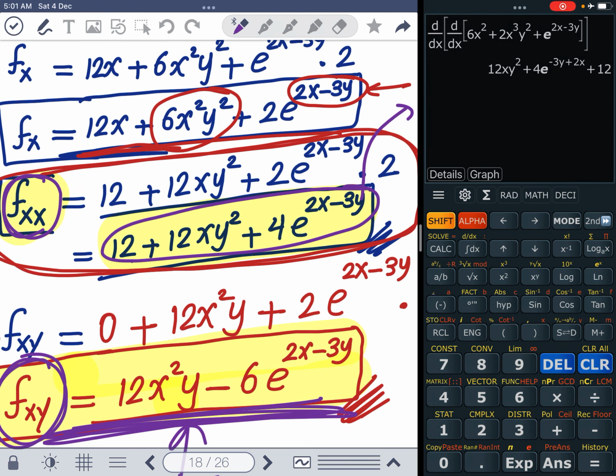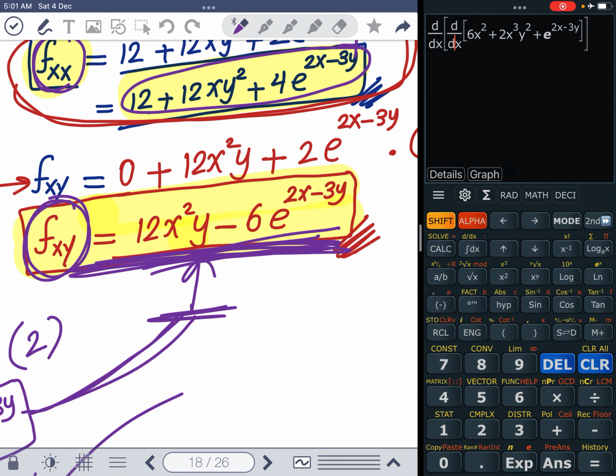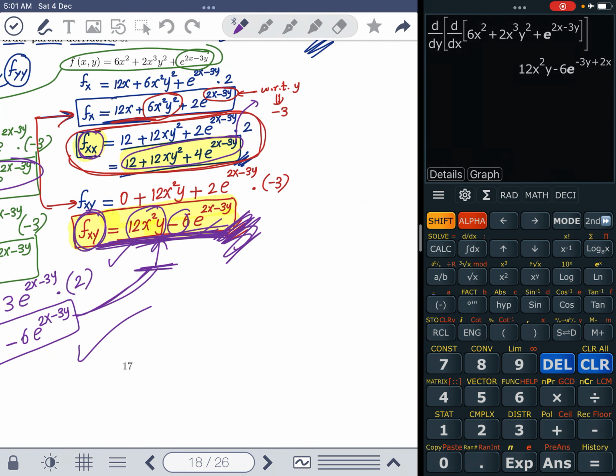Yes. Now I want fxy to check that it's this. So I'll put d by dx, and the one outside is with respect to y. Here. And let's see, equal. Is it the same as this? Let's see. 12x squared y. Yes. And minus 6, e to this. Perfect. And now if you put here y and here outside x, you should get the same thing: 12x squared y minus 6e.